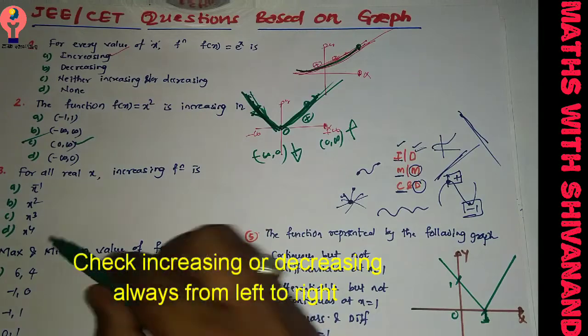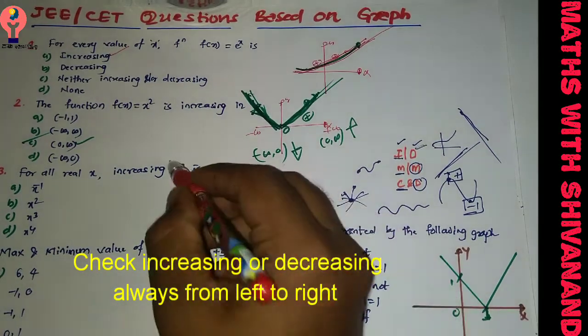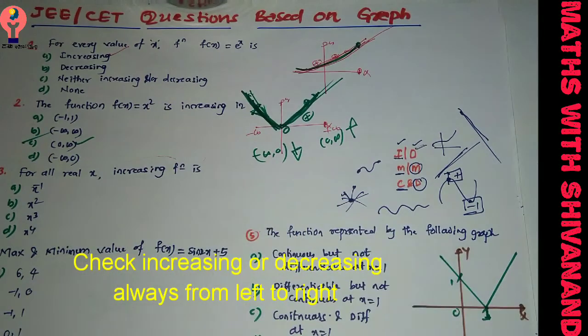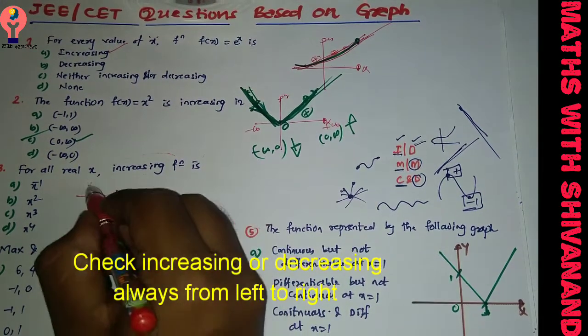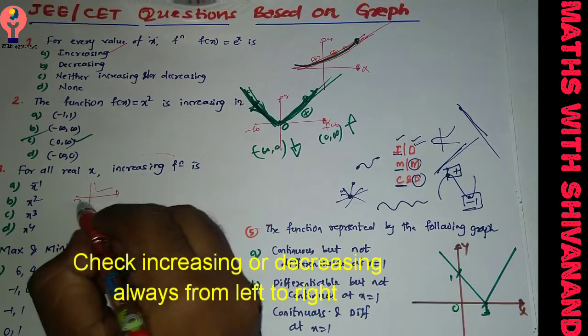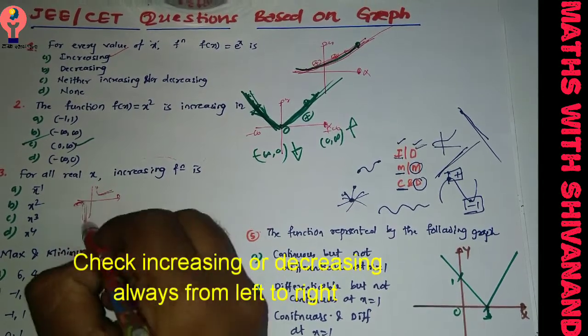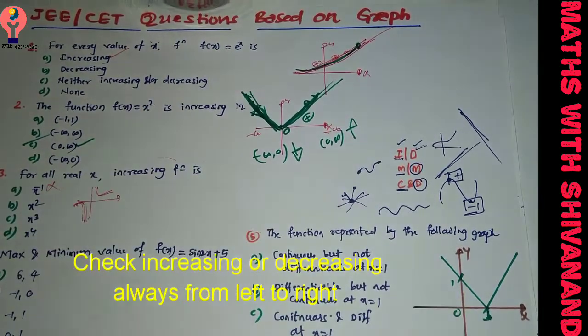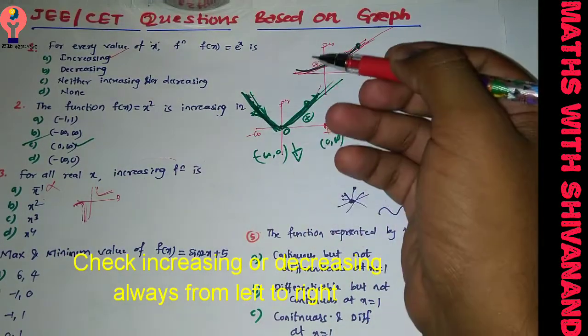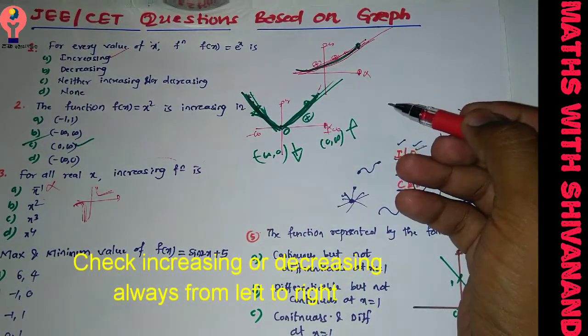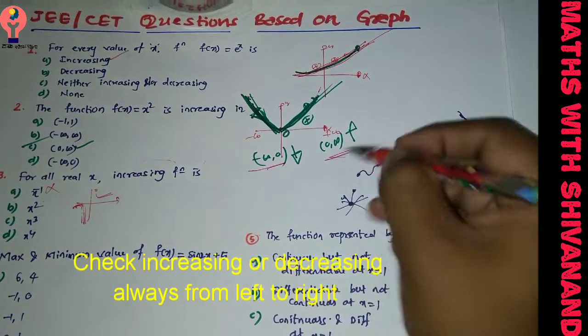Question number 3. For all real x, the increasing function is... In the given options, which option is an increasing function is what's asked. Option A, x raised to minus 1, nothing but the 1 by x curve. One part is here, the other part is here. Definitely it is neither increasing nor decreasing. Option number A is not it. Option number B, x square, once again a smiley curve. It's neither increasing nor decreasing over the real numbers, because half is increasing and half is decreasing.